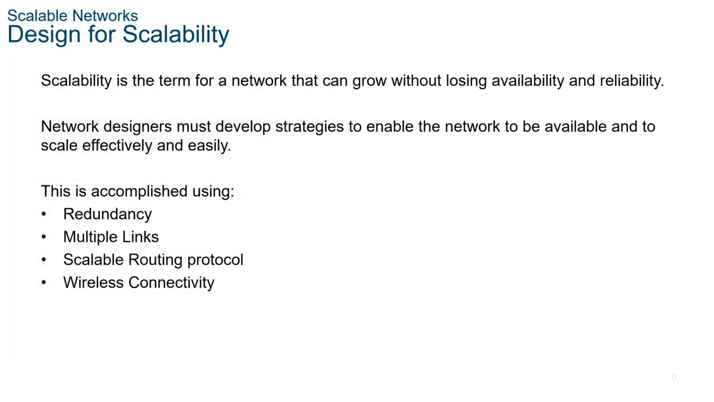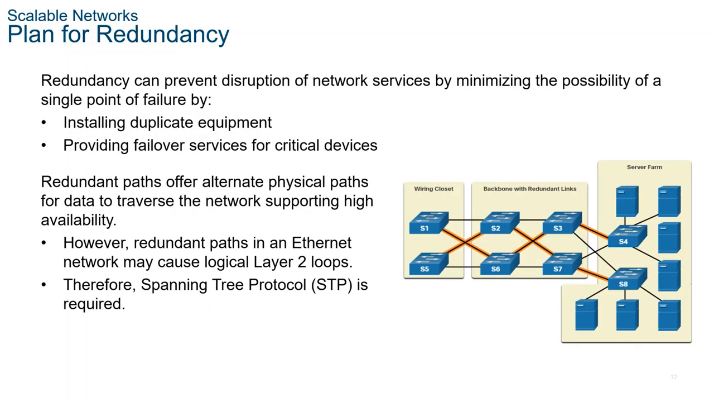Okay, so let's move on to the design for scalability. As I said earlier, scalability is the term for a network that can grow without losing availability and reliability. This can be accomplished using redundancy, multiple links, scalable routing protocols, and wireless connectivity. Okay, so let's start the scalable networks with planning for redundancy. For many organizations, the availability of the network is essential to supporting business needs. Redundancy is an important part of network design. It can prevent disruption of network services by minimizing the possibility of a single point of failure. One method of implementing redundancy is by installing duplicate equipment and providing failover services for critical devices.